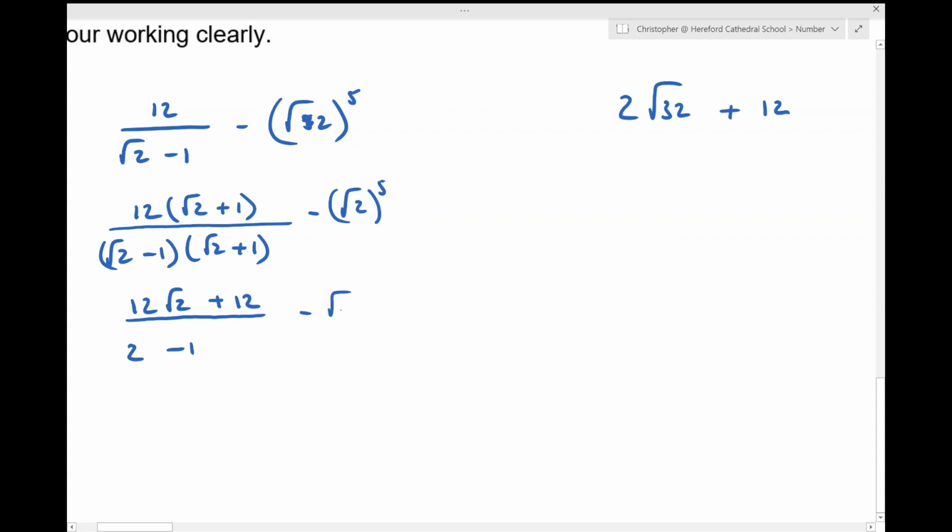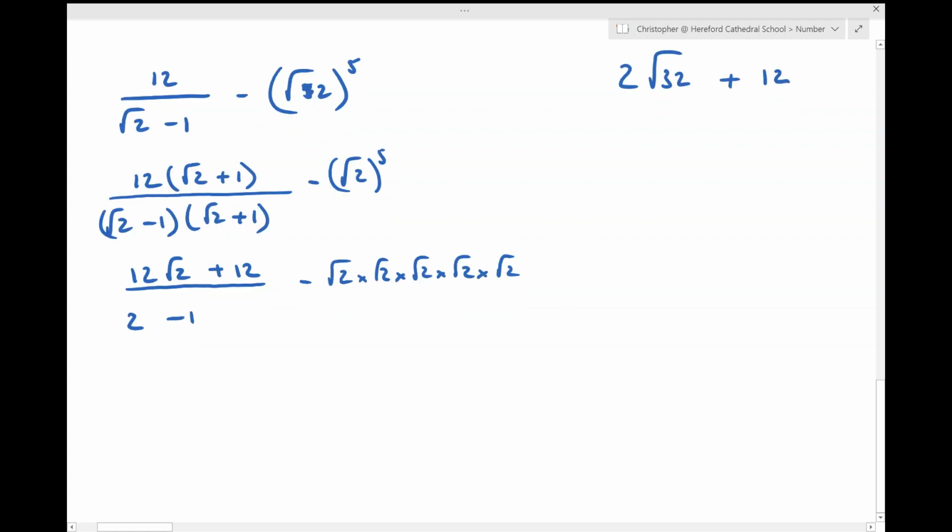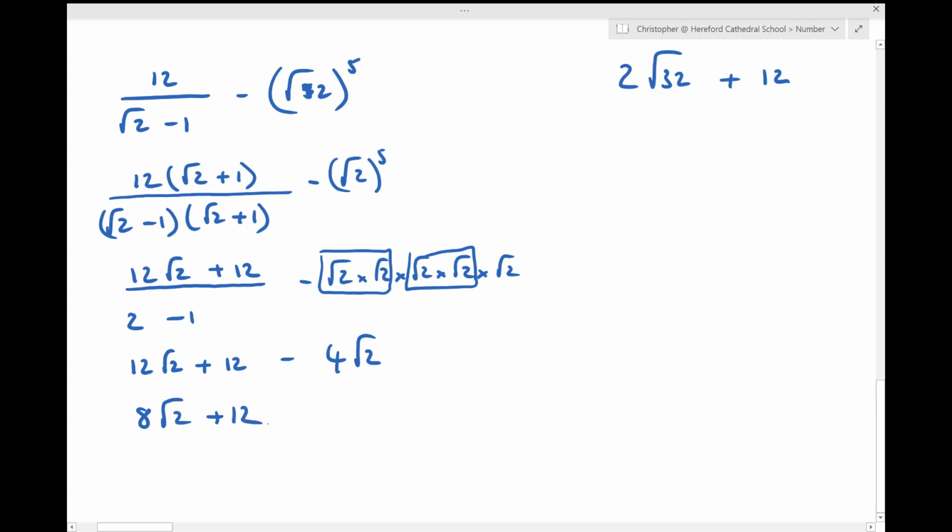Now let's think about this root 2 to the power of 5. Well, that is root 2 times root 2 times root 2 times root 2 times root 2. Good. Okay, back to this fraction on the left. Well, that's just 12 root 2 plus 12 over 1. So I'll just leave it as 12 root 2 plus 12 minus, now, what have I got here with these root 2's? Well, that's 2 times 2 times root 2, so that's 4 root 2. So this left-hand side boils down to 8 root 2 plus 12.